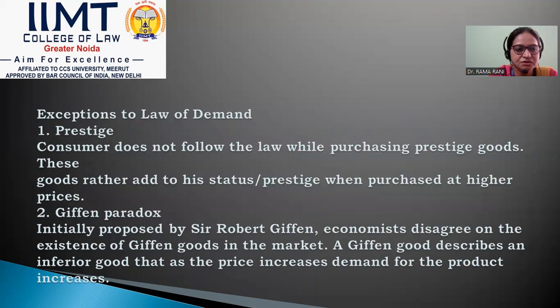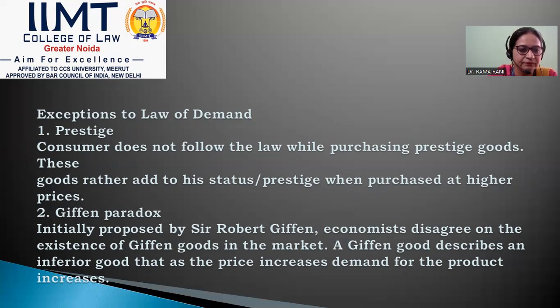Now, exceptions to the law of demand. There are some exceptions to the law of demand. The first one is prestige. Consumers don't follow the law while purchasing prestige goods. These goods rather add to his status and prestige when purchased at a higher price. When he wants to show off in society, the consumer doesn't care about the price of the particular commodity.